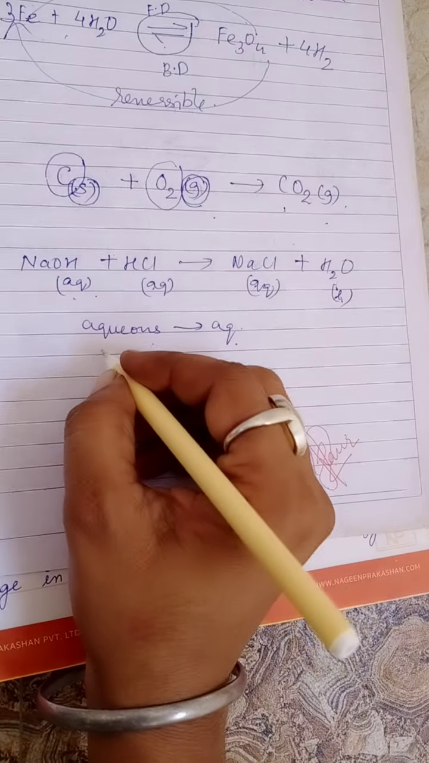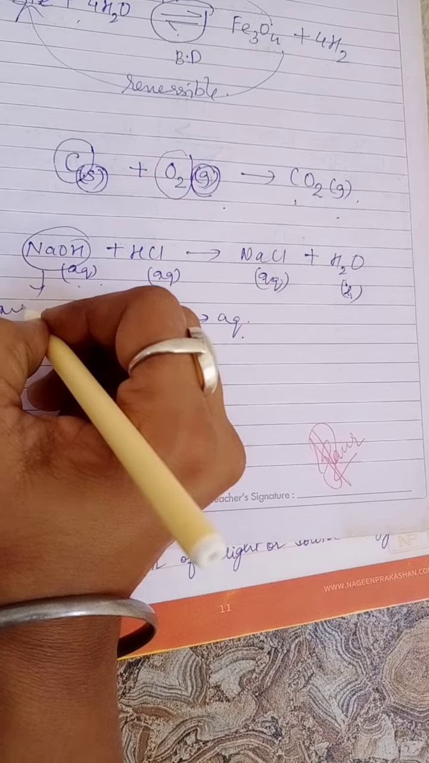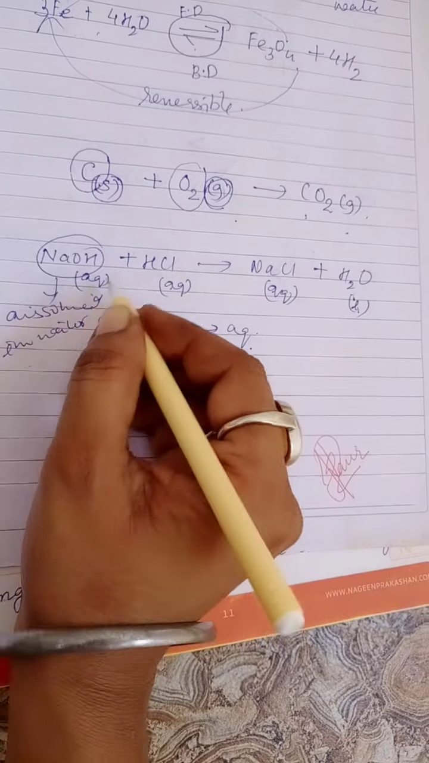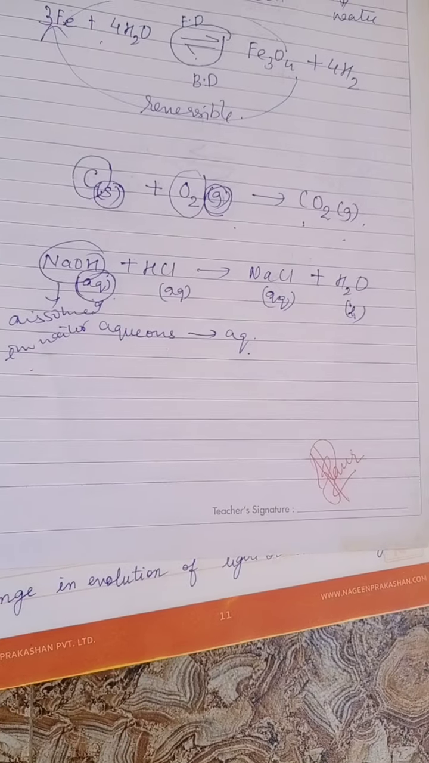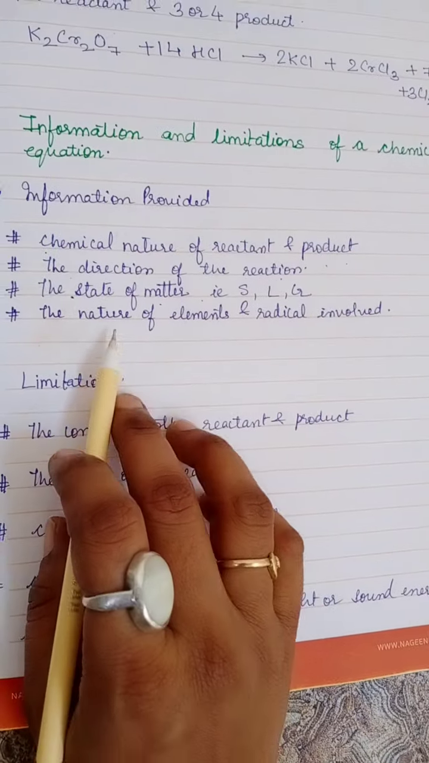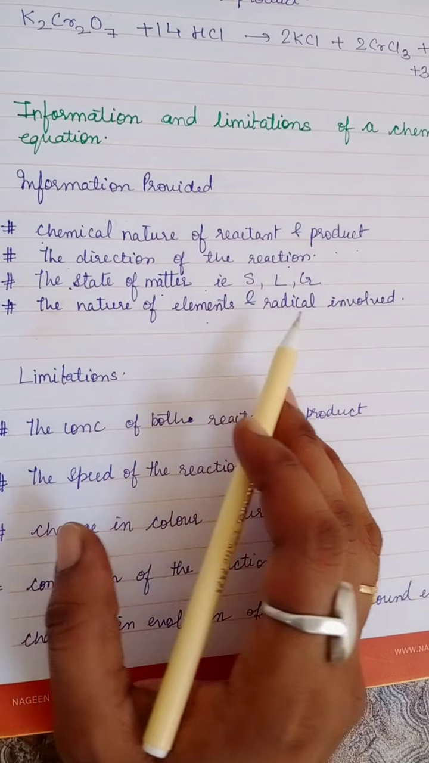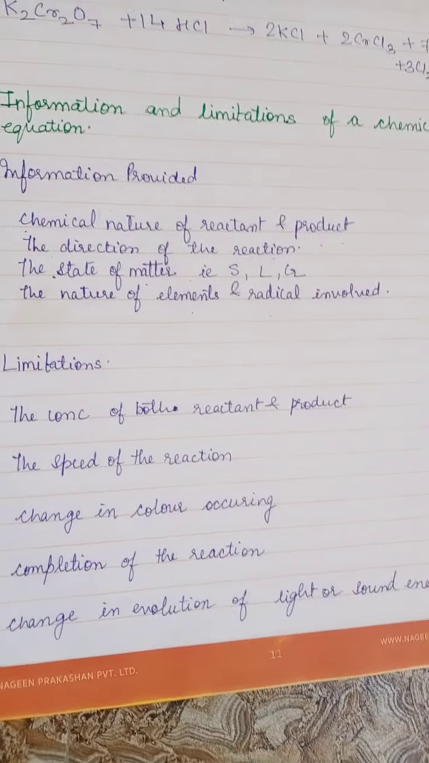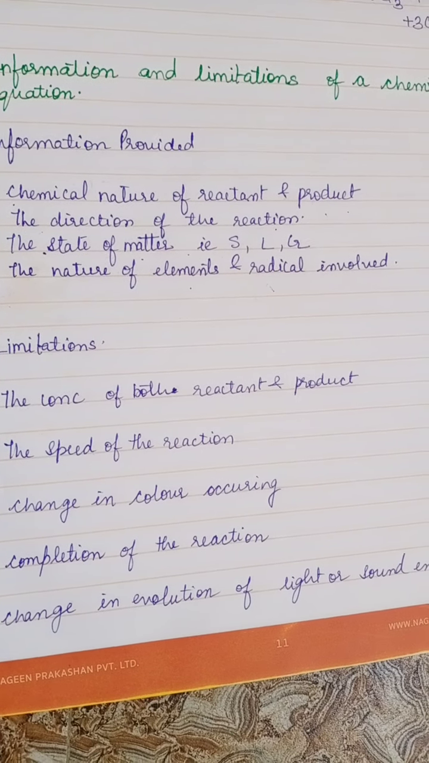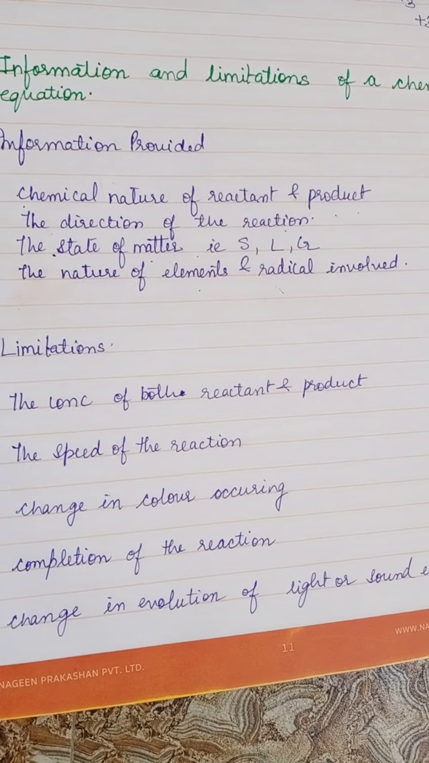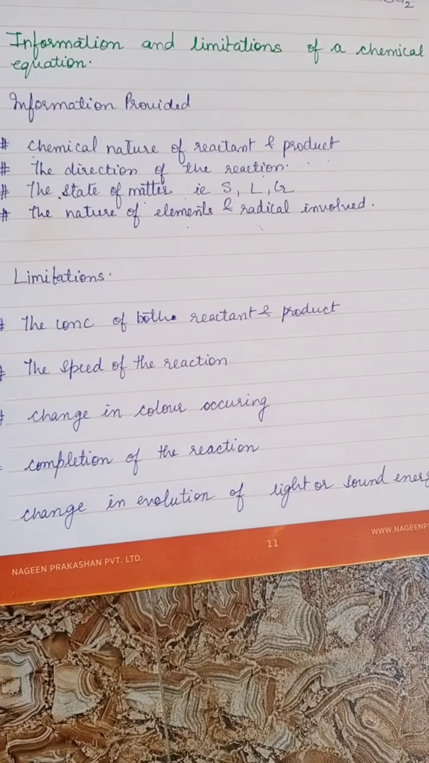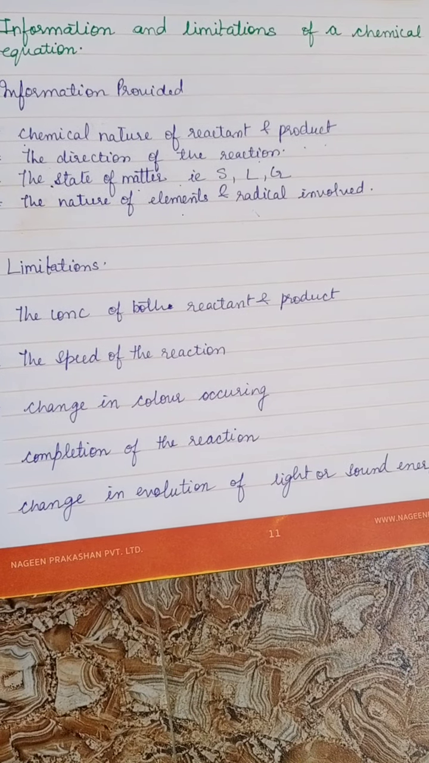What do you mean by aqueous? The substance is dissolved in water. So when you have any solute dissolved in water, then such a type of solution is an aqueous solution. The last information provided is the nature of the element and the radical involved. Maybe the element is bivalent or trivalent, maybe the radical is an acidic radical or a basic radical. Now what is the limitation of this chemical equation?